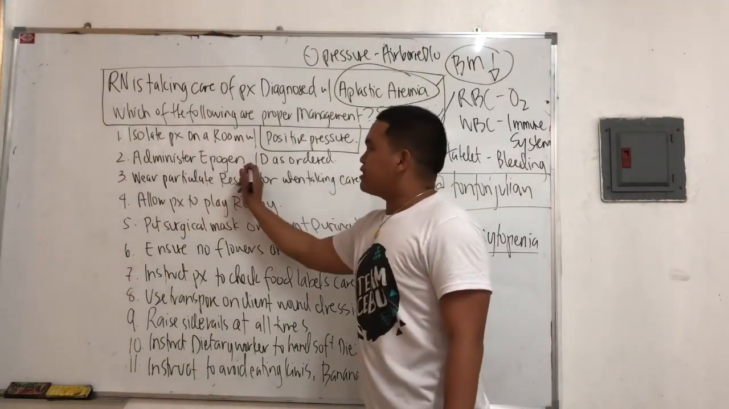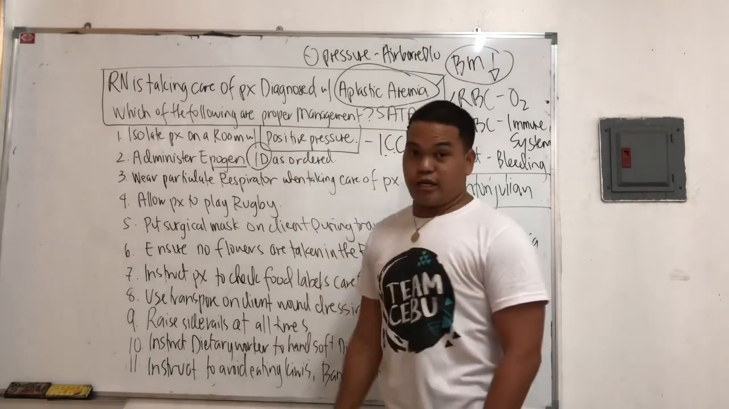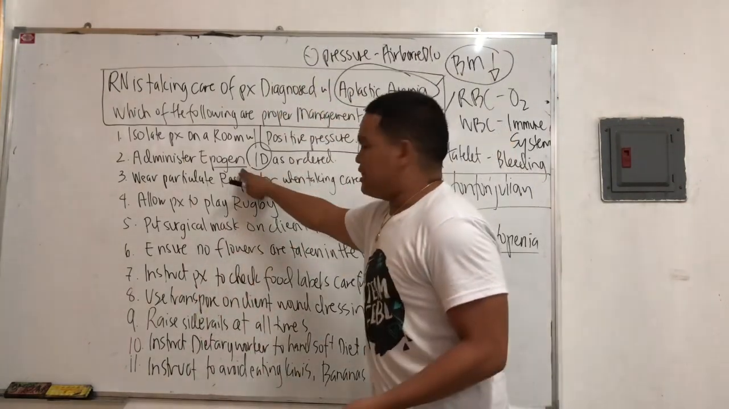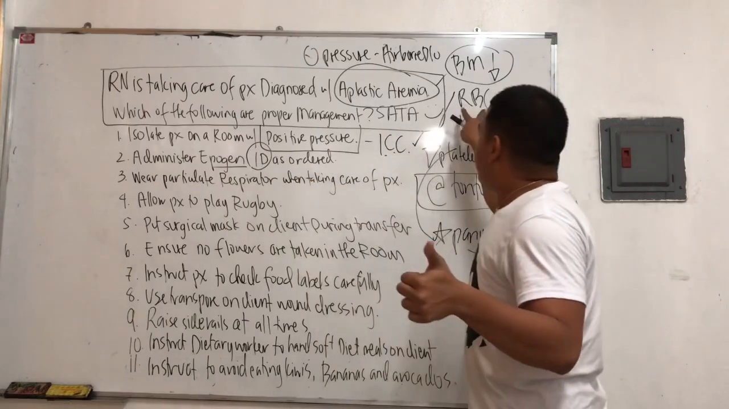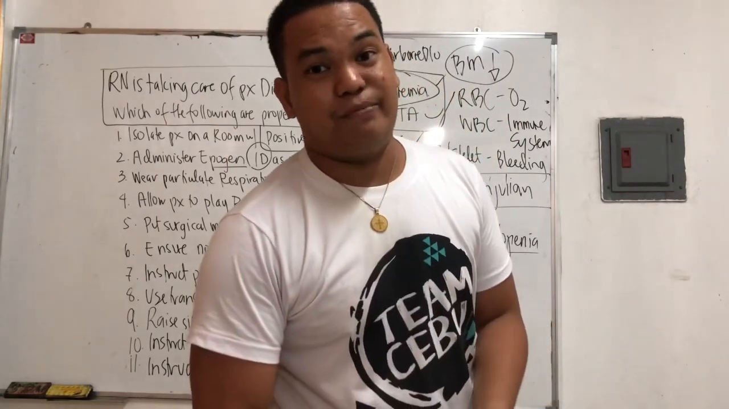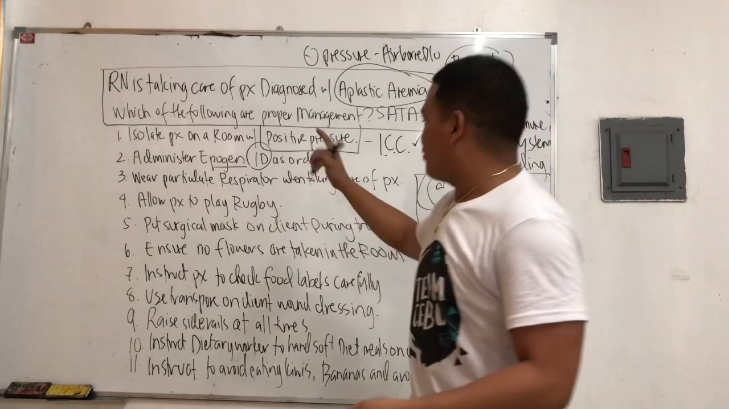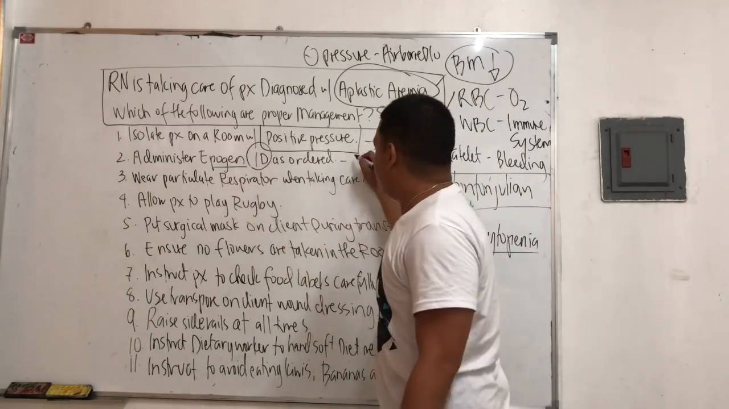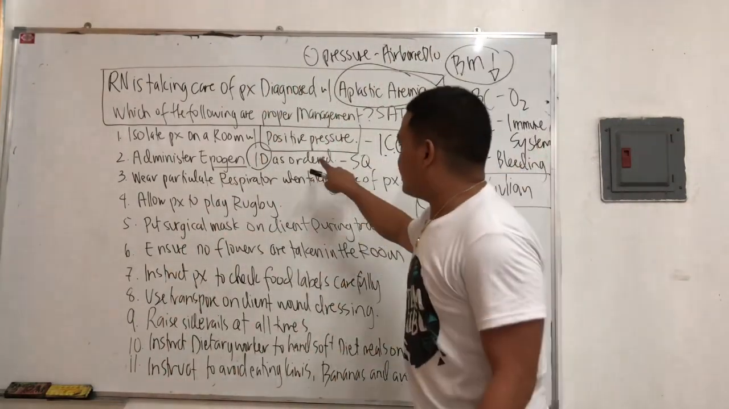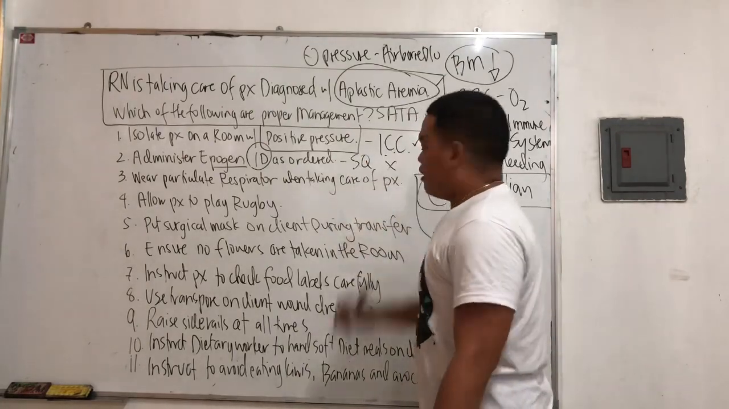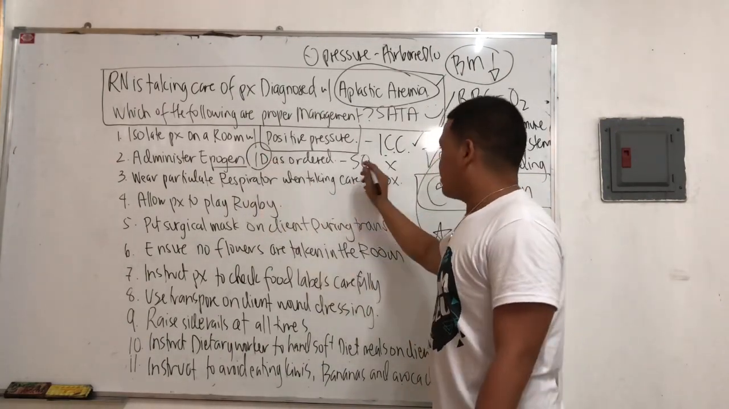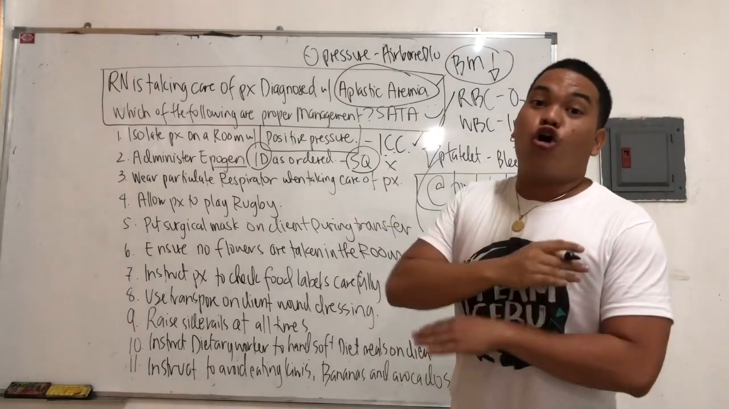Next, okay, administer epogen intradermal as ordered. Now, epogen, guys, is used to increase your RBC production. Epogen is correct because the patient has decreased RBC levels. But then again, guys, the administration route in the option is intradermal. And if it's intradermal, guys, most likely that's a wrong answer. Why? Because epogen is usually given subcutaneously. Okay? Epogen is administered via the subcutaneous route, making this option wrong. So therefore, this is a wrong option. Okay? Epogen is correct, don't get me wrong. Epogen is correct for RBC levels, but the intradermal route is wrong. So the correct route is subcutaneous, making this option wrong.